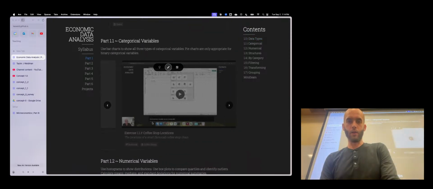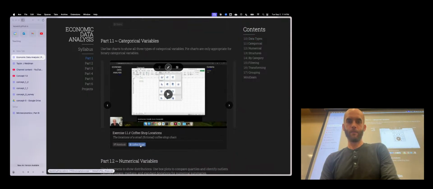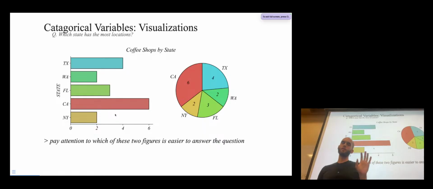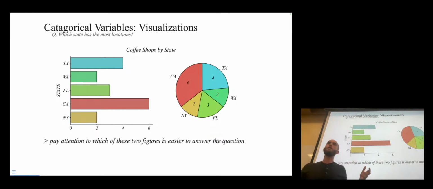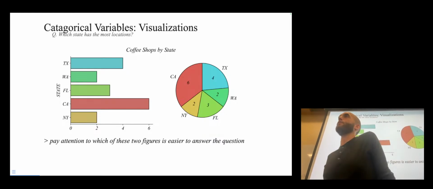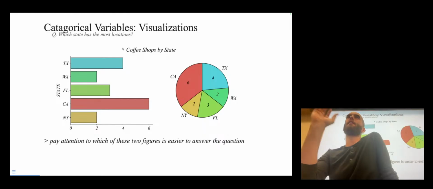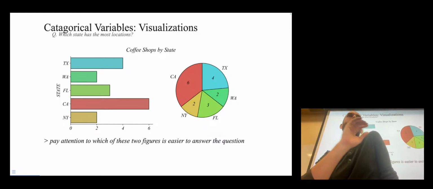You can download the coffee shops data set here if you like, but you can also just follow along as we go. This is just a visualization I made from that data set. And what I want you to be thinking about is which of the figures that I'm presenting is the best and easiest visualization to understand the question at hand. So for this slide, the question is, which state has the most locations? I'm going to give you like 10 seconds. Just look at this, pick the one that seems easier to understand, and then I'm going to ask you which one you prefer in a second.